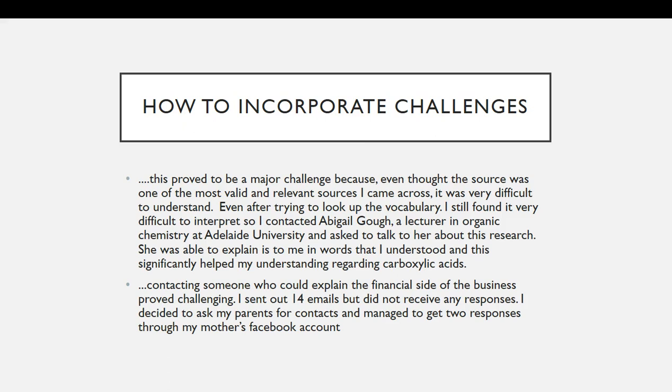This was an academic study, and in the beginning of the paragraph you will have gone through the strengths of it and the limitations of it, and in the limitations you'd probably mention the fact that this proved to be a major challenge, because even though the source was one of the most valid and relevant sources I came across, it was very difficult to understand. Even after trying to look up the vocabulary, I still found it very difficult to interpret. So I contacted Abigail Goff, a lecturer in organic chemistry at Adelaide University, and asked her to talk to her about this research. So that's you showing that you're making decisions, you're acting upon getting over a challenge.